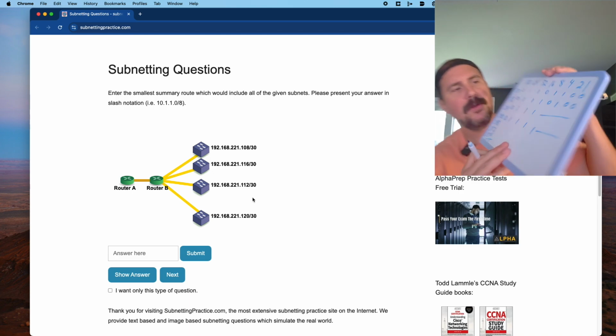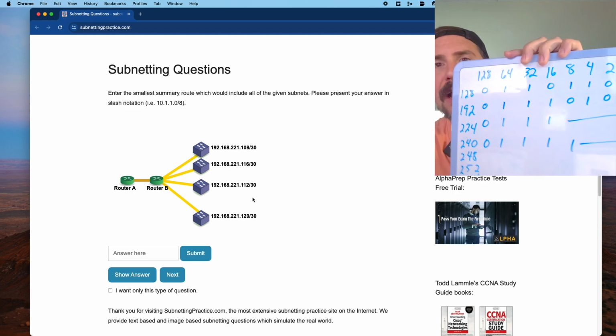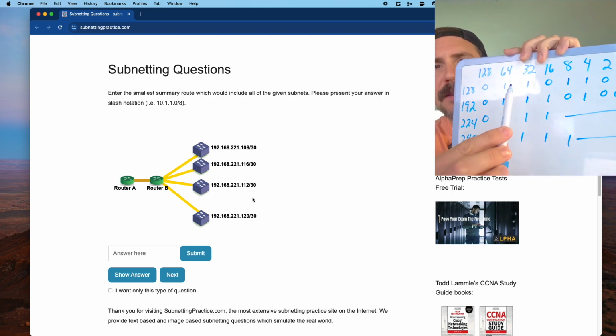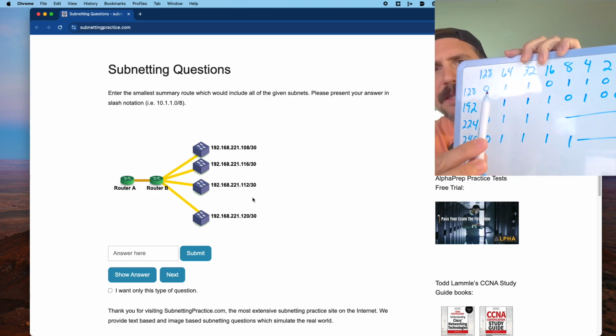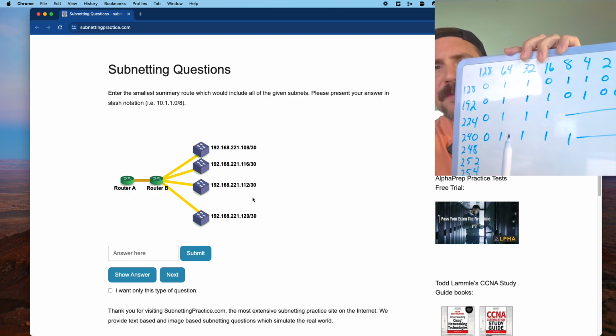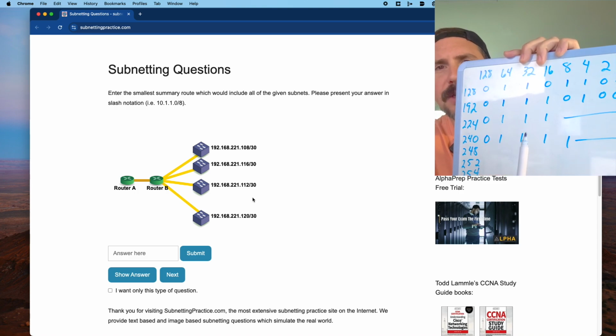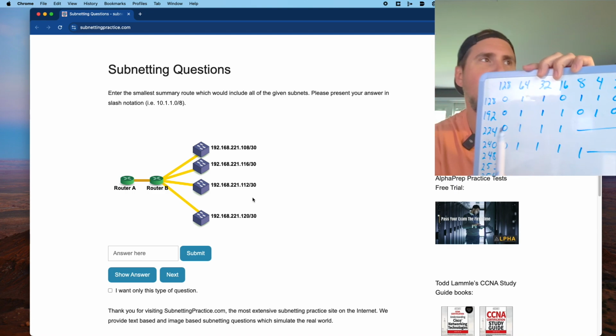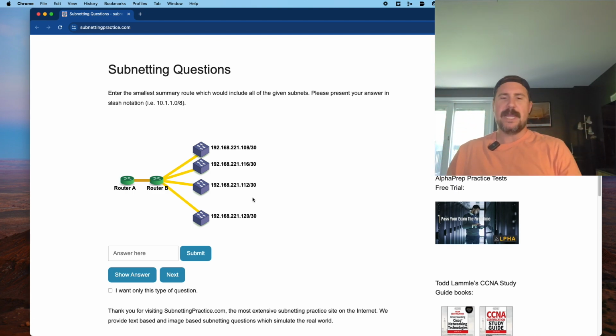All right, so where are they all the same? They're all the same under 128 in the first bit, or sorry, the last bit, I guess. All the same under 128, all the same under 64, under 32. And the first time they're not all the same is under 16, so we're going to stop before there. And we're going to use this to create our summary space, or our summary route.